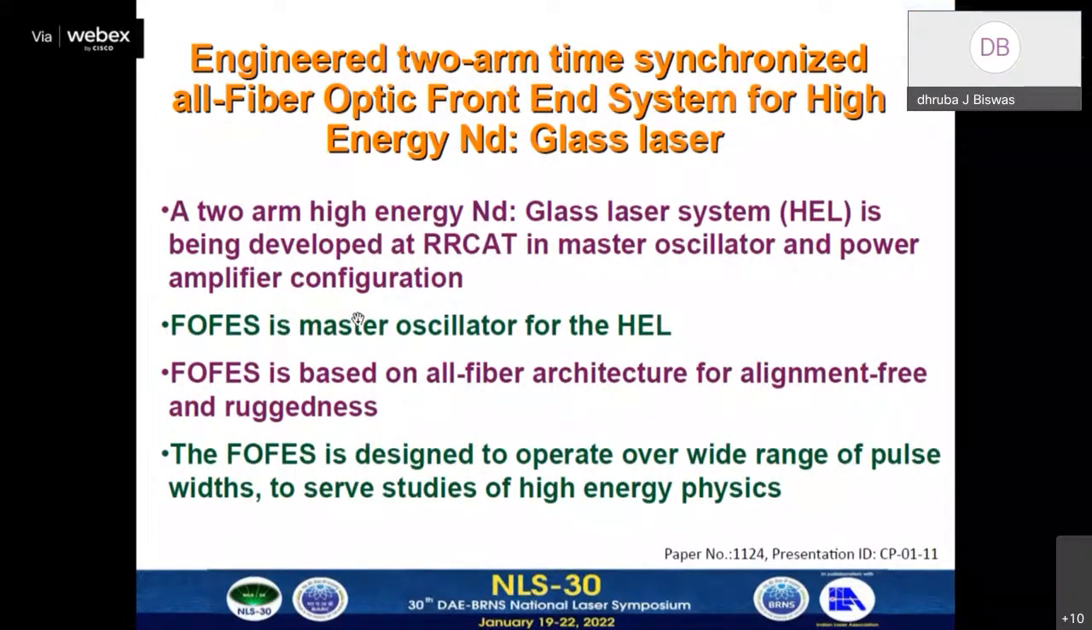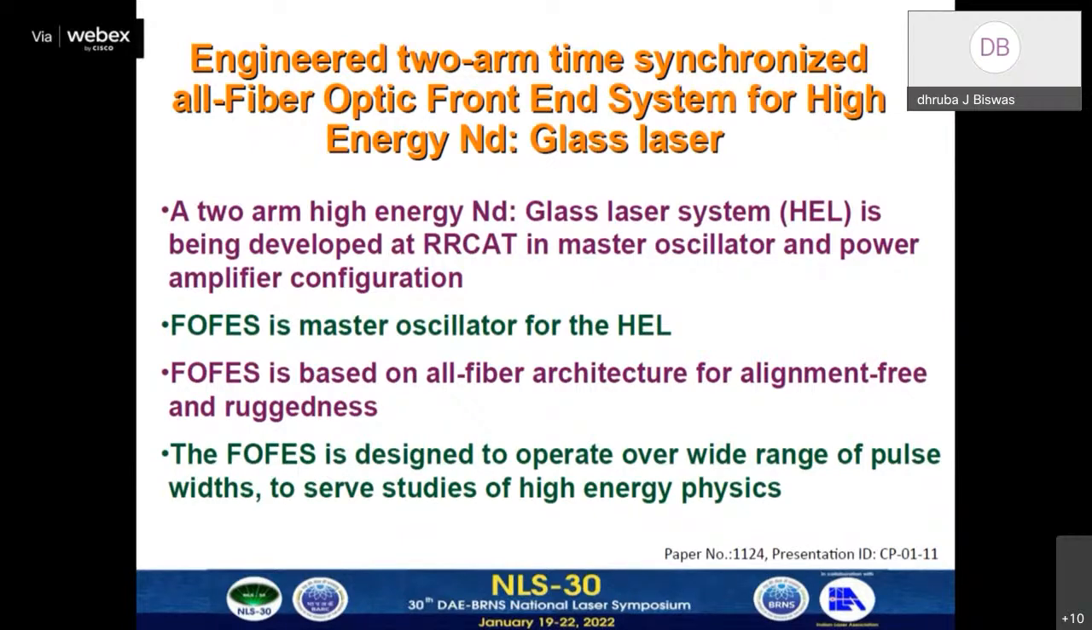Good afternoon, everyone. This is about the development of an engineered two-arm time-synchronized all-fiber optic front-end system for a high-energy Nd-class laser. A two-arm high-energy Nd-class laser is under development at RRCAT in a MOPA (master oscillator power amplifier) configuration, and we require a master oscillator for that. The fiber optic front-end system is meant for that. It will work as a master oscillator for the high-energy laser. It is based on an all-fiber architecture for obvious advantages, and it is designed to operate over different pulse widths and to serve the typical requirements of high-energy physics.